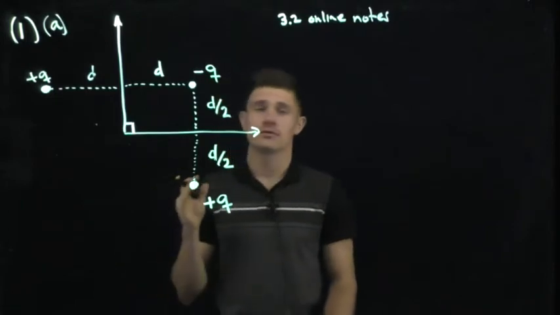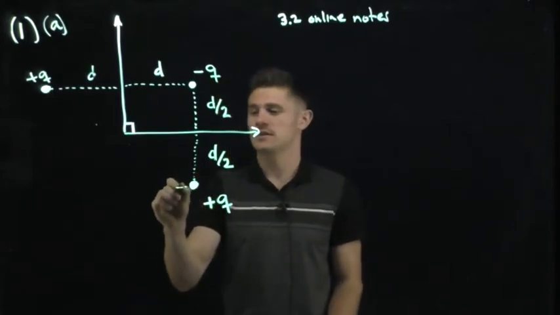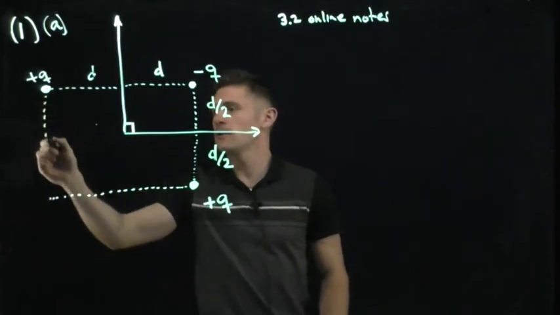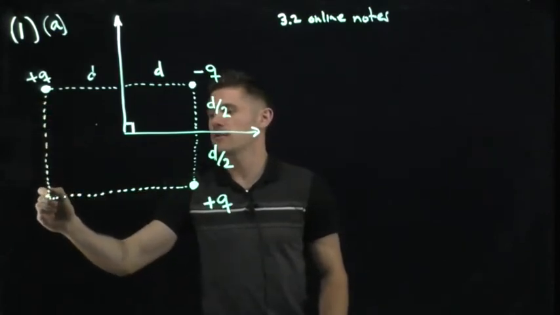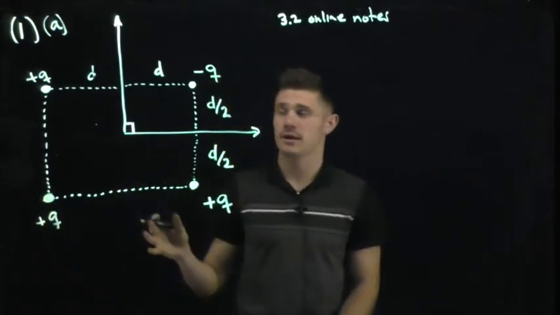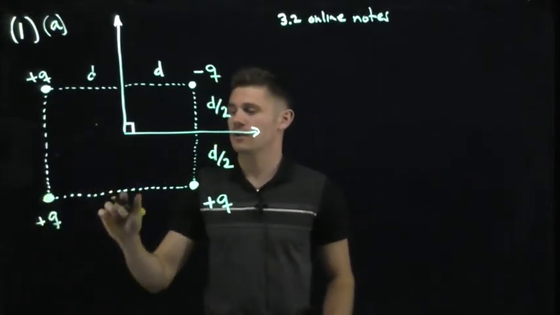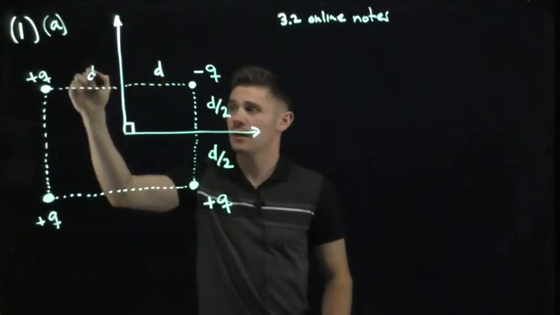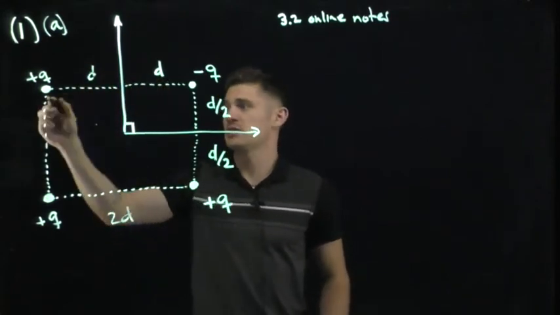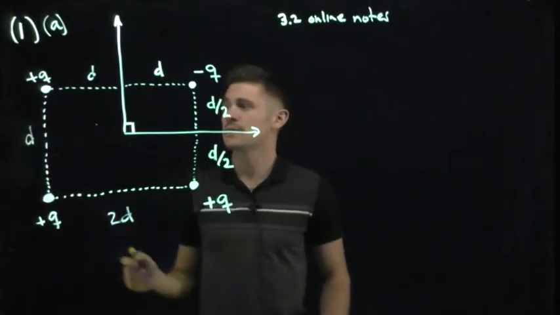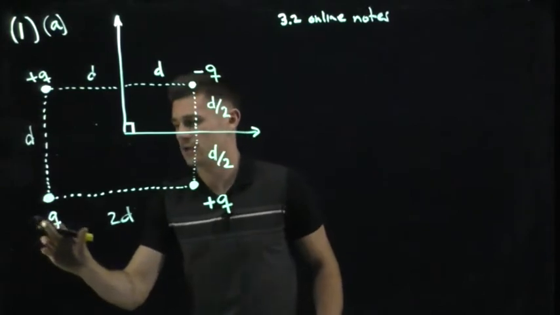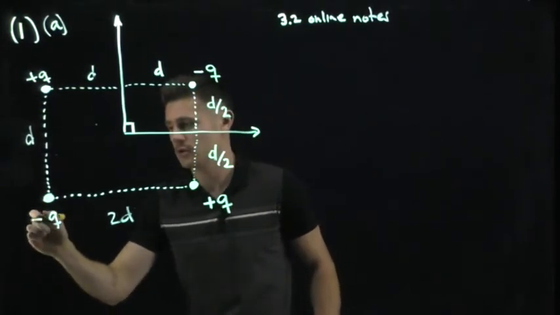And the final charge that we're missing, that we need to complete this charge distribution, there is a fourth and final charge in this bottom left corner over here, which is a distance 2d away from this charge, and distance d over 2 and d over 2 is distance d away from that positive charge. Sorry, this is a negative q, not a positive q, negative charge.